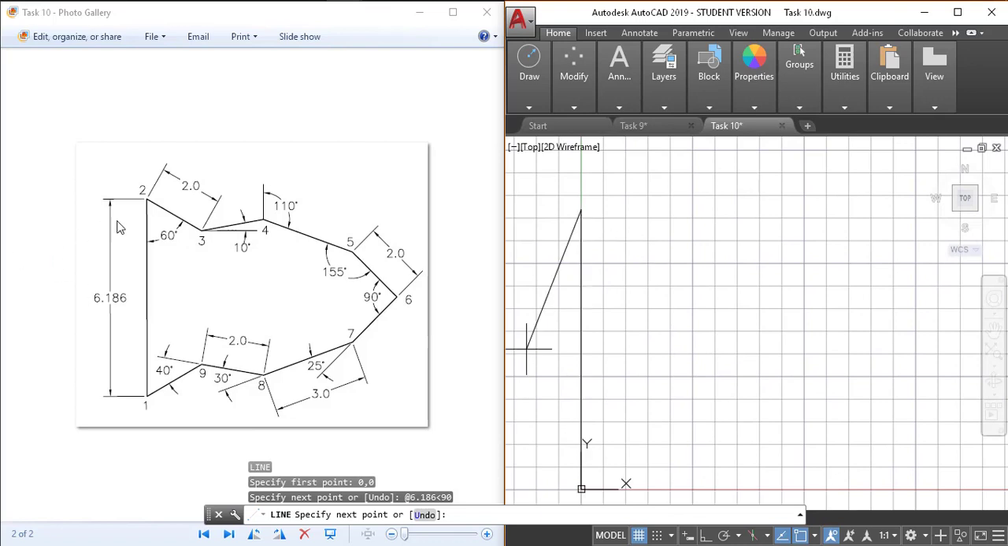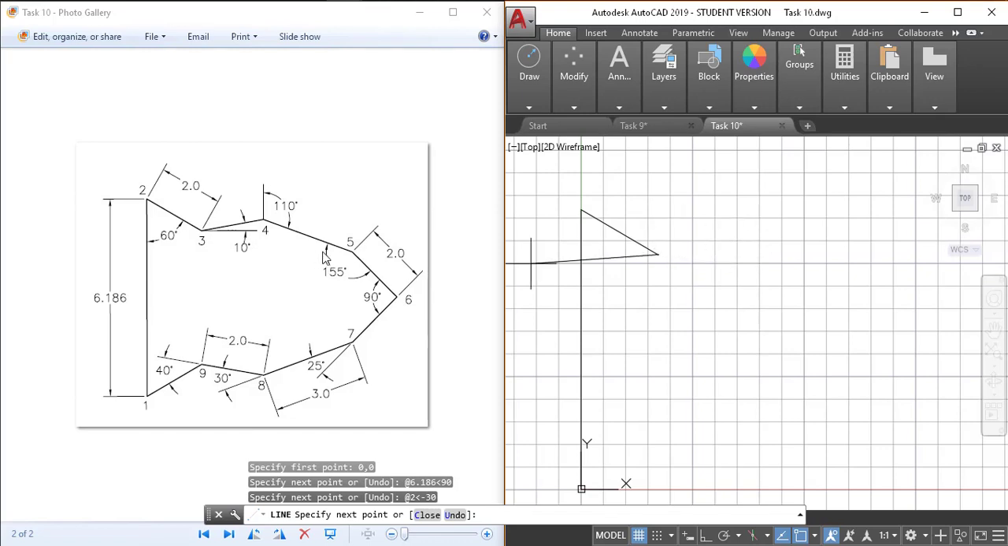So next we have to draw a line between point 2 and 3. Since this line is making a 60-degree angle with the y-axis and we have a 90-degree angle between the positive x-axis and the negative y-axis, it means this line is making a negative 30-degree angle with the positive x-axis. So the command will be @2<-30. The length is given as 2.